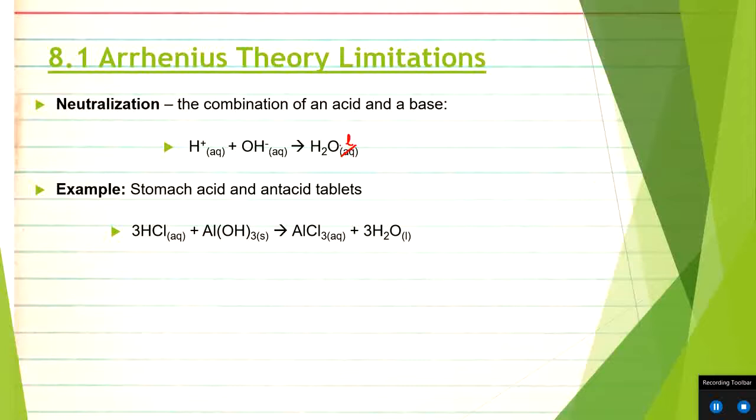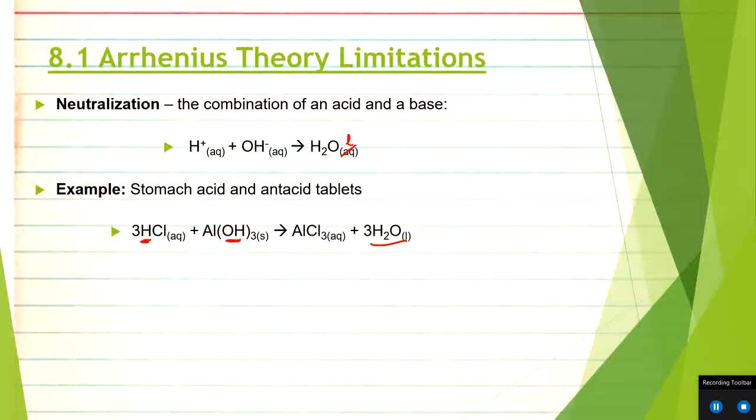An example, stomach acid and antacid tablets. So we see HCl plus AlOH. We have that proton from the HCl, the hydroxide from the AlOH react to make our waters. We have 3 protons here and 3 hydroxides here, which means we're going to get 3 water. And then the remainder is our AlCl3.